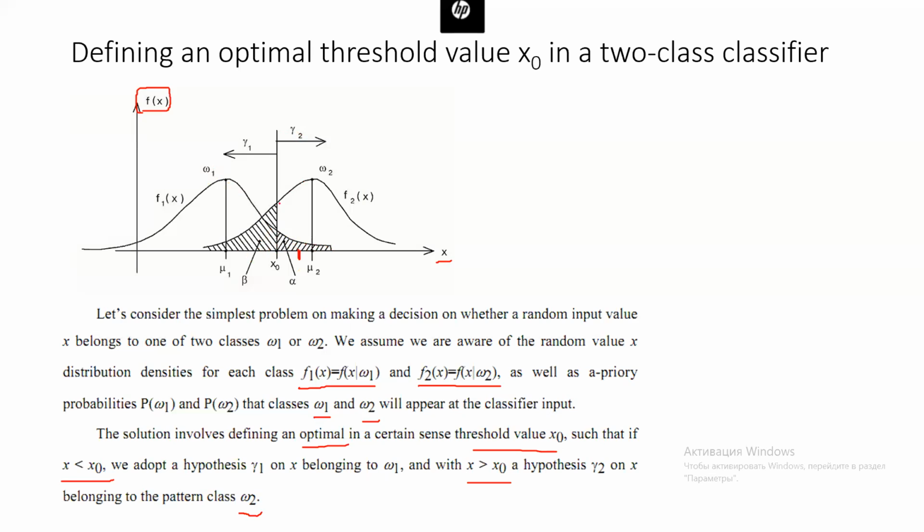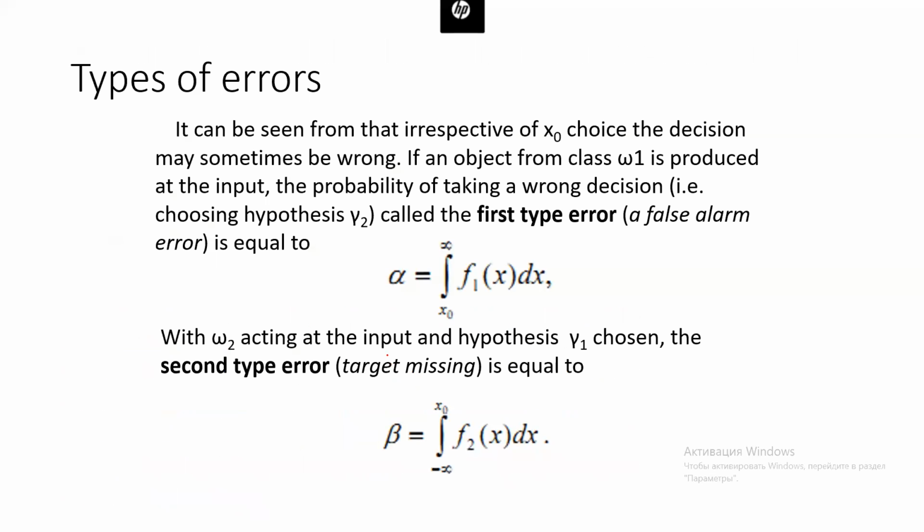The same with the left part, you see this area beta. All objects from this area will be classified as class 1 in accordance with our decision rule, but some of them are from original class number 2. So we will classify these objects wrongly. They have original class 2, but we assume that they have class 1.